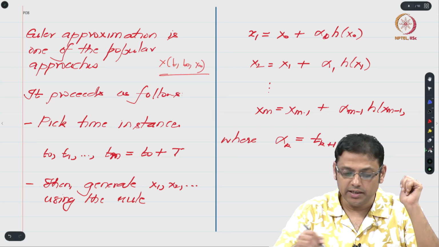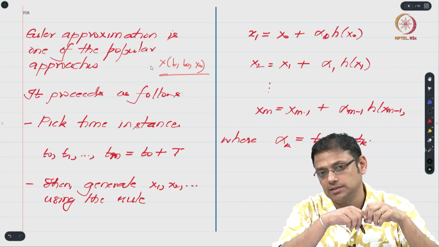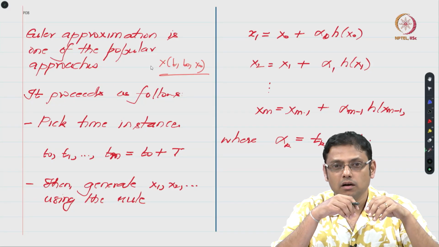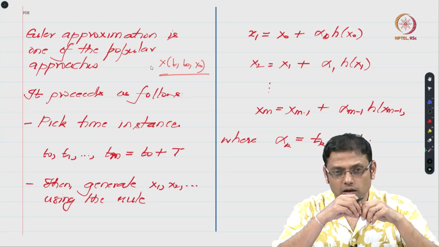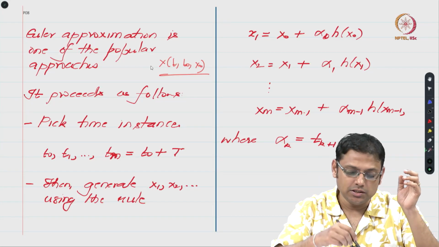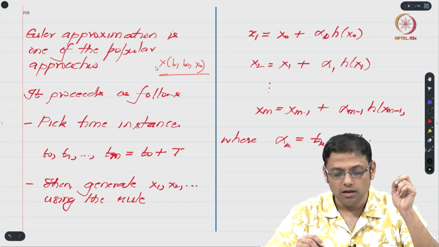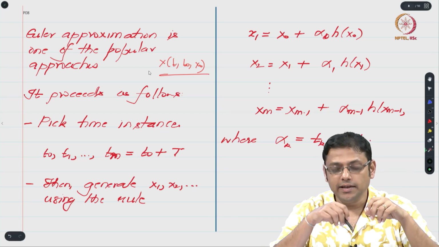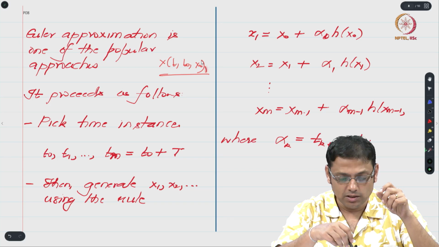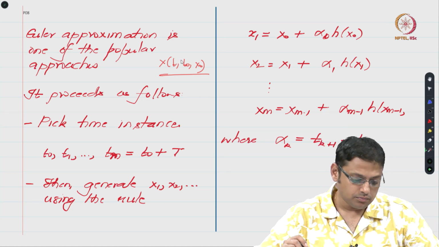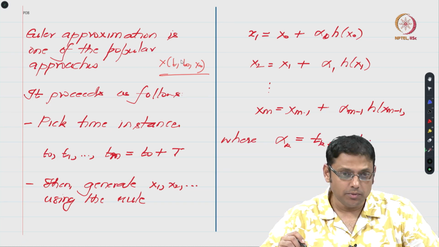So this is your solution trajectory, and the goal is to approximate this, that is, you want to find some loose approximation to the behavior of this trajectory over here, right. Recall that we do not have an explicit expression for this, that is the situation we are in. So how does the Euler approximation work?